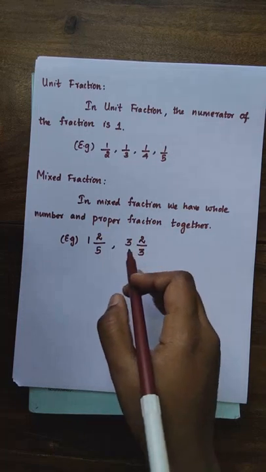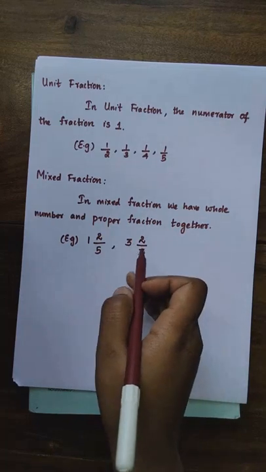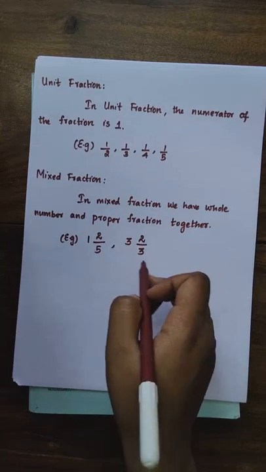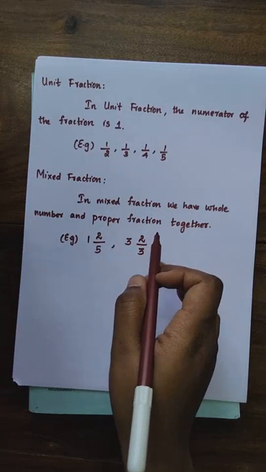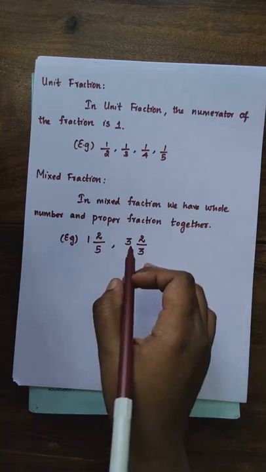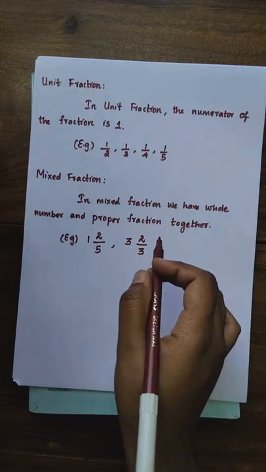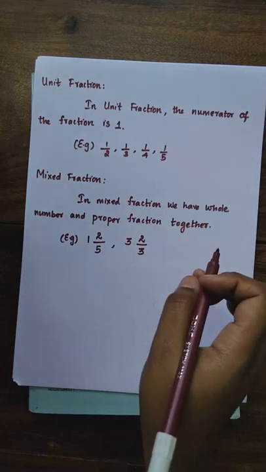See one more example, 3, 2 by 3. So 3 is the whole number, 2 by 3 is the proper fraction. So this is a mixed fraction. In mixed fraction we have whole number and proper fraction together. This is the form of our mixed fraction. Understand? Have you all understood?